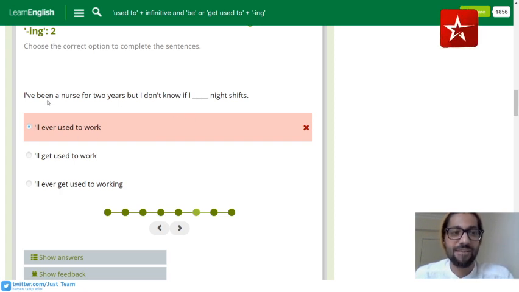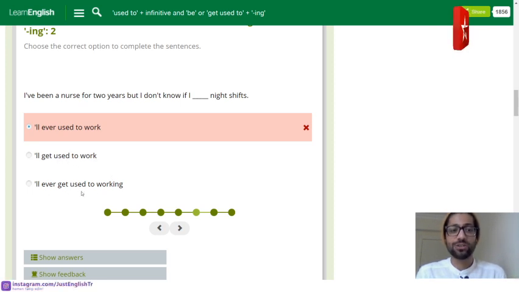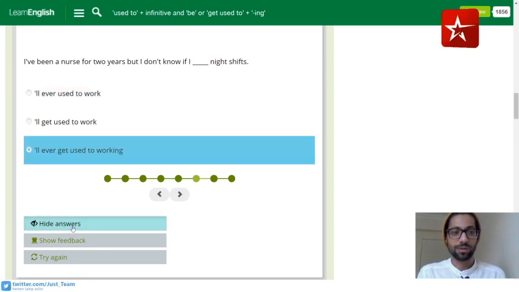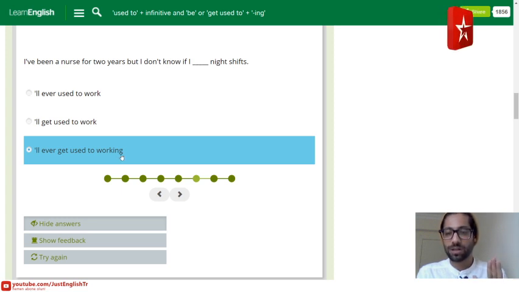So again, here I've been a nurse for 2 years, but I don't know if I blank night shifts. So it cannot be used to. It's either I'll ever get used to working. So maybe this is correct. Let's check the answers. The last one. Again, it can be this and that, but I don't believe it's this here. It's the second one, I'll ever get used to working, which is talking about custom. Something I am not used to, but I might experience, it might occur.